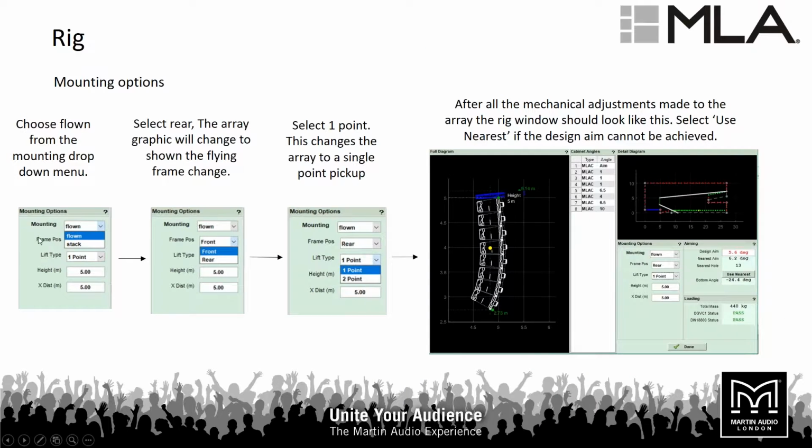But there's a few more. As you can see in this mounting options box, it's going through again the fact that you can choose between flown or stacked, between front or rear mounting, or one and two point lift. It's important to remember it won't let you ground stack more cabinets than it is safe to do so. So the software won't let you ground stack or model a ground stacked 16 box array of MLA Compact because you can only do 6 with the frames provided. So it won't let you do anything that isn't safe. So it's always important to remember that. But again, once you're finished with this tab, you can click done.